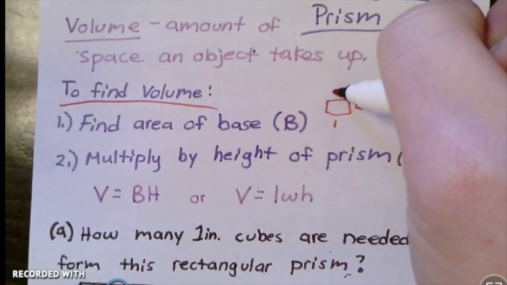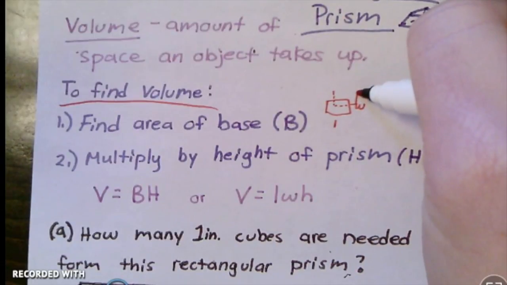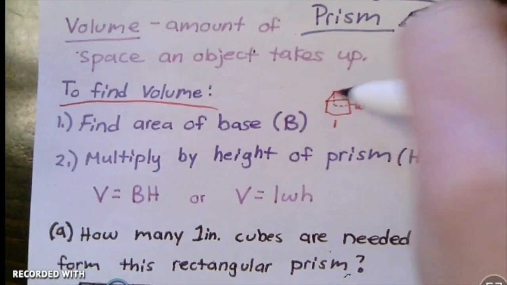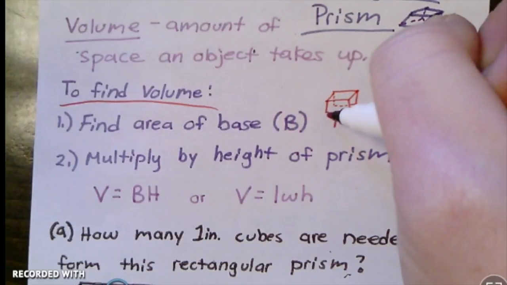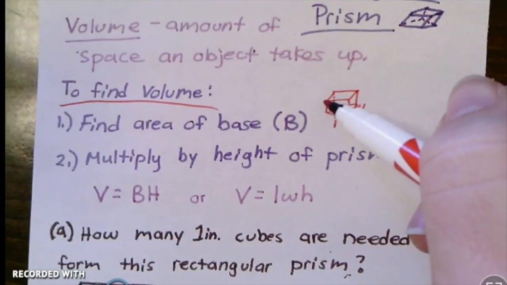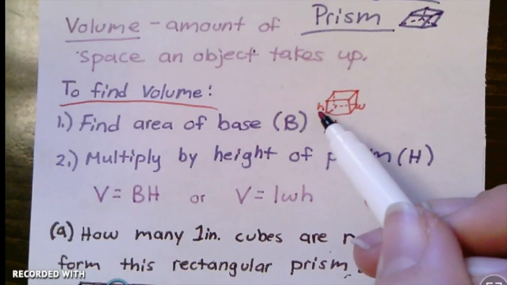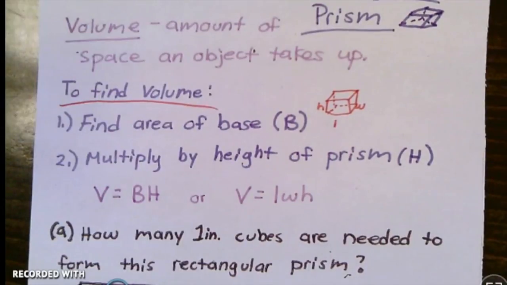So if this was a prism, let's say, I know we already did this lesson, right, where we drew these like that, like that, like that, like that. So now we're going to do it times the height, which is this distance right here. So the length times the width times the height of the prism.